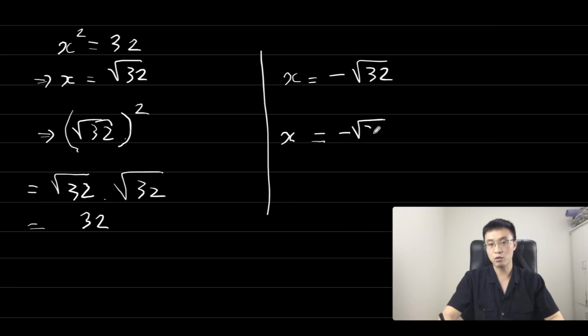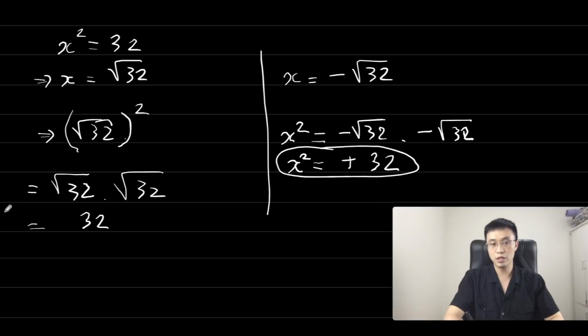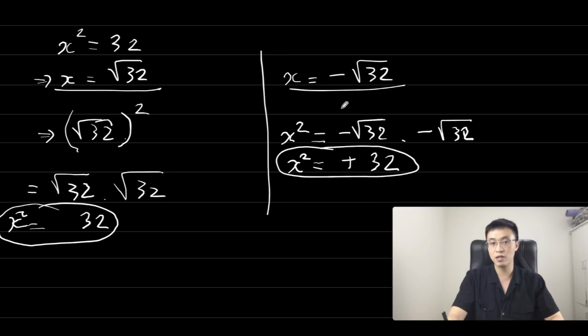The negative of the square root of 32 multiplied by the negative of the square root of 32 is also equal to 32, because negative times negative gives positive, and the square root of 32 multiplied by itself is equal to 32. This result equals this result. So x equal to the square root of 32 and the negative of the square root of 32 are both solutions.